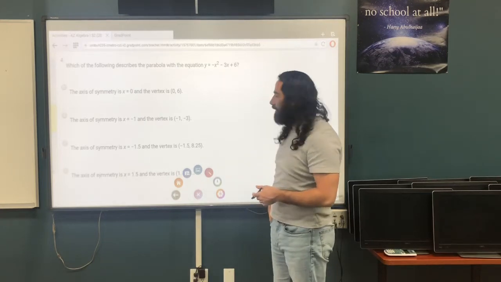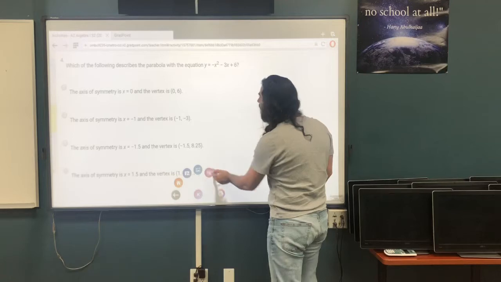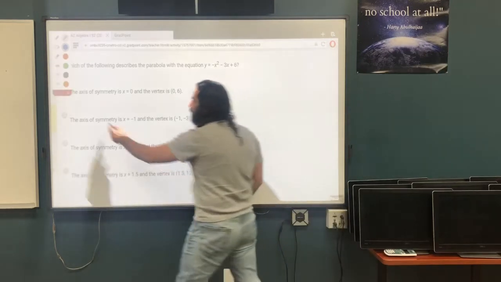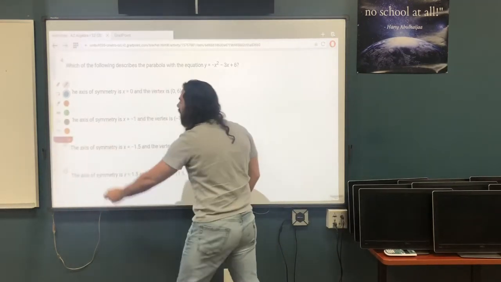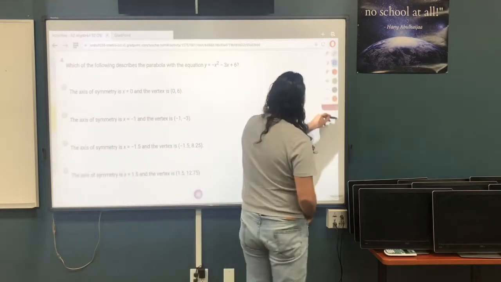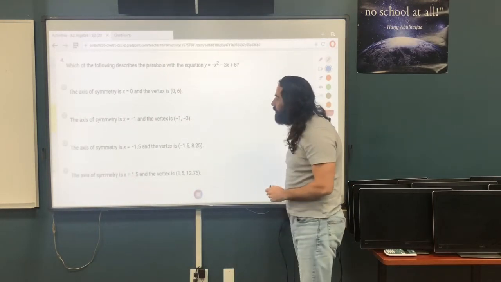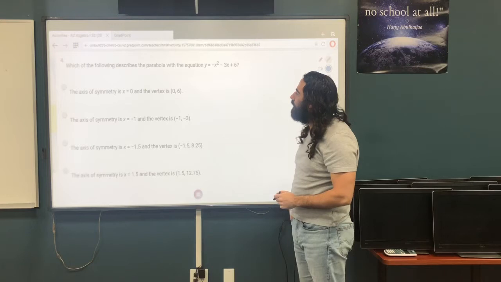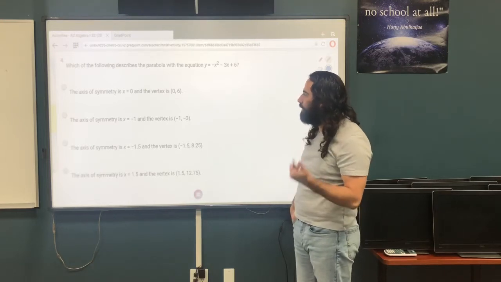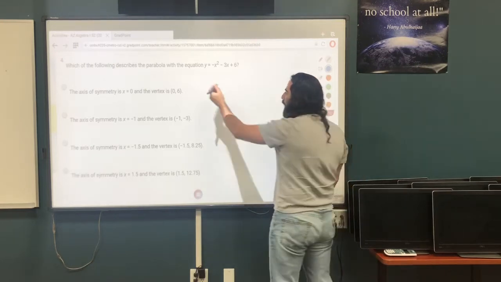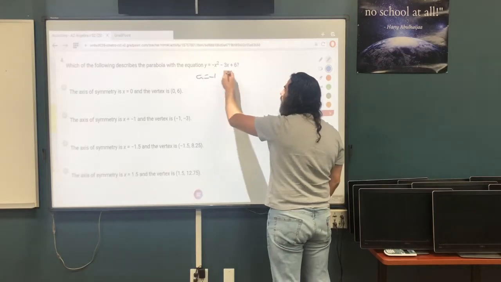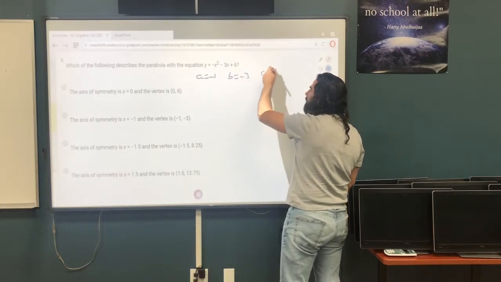Okay. And now we go to this one. So we have, which of the following describes the parabola? The same thing, you need to find the axis of symmetry and then the vertex. So the axis of symmetry, first a is negative 1, b is negative 3, c is 6.